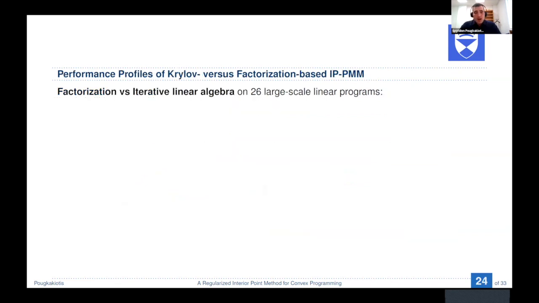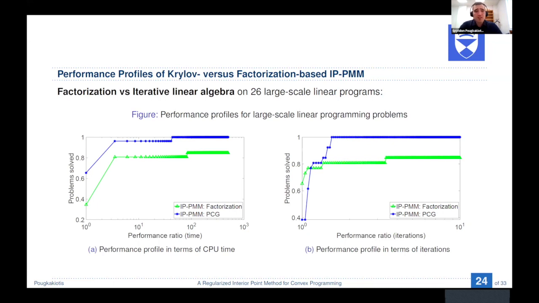At the same time, as I said, we have to showcase that our method is scalable and it remains efficient and robust when we are using iterative linear algebra. And of course, we only want to use iterative linear algebra when we're dealing with large problems. So in this test here, we compare an IPPMM that uses factorization versus an IPPMM that uses the Krylov subspace solvers preconditioned with the preconditioners I discussed earlier on 26 large-scale linear programs. And again, we present the performance profiles.